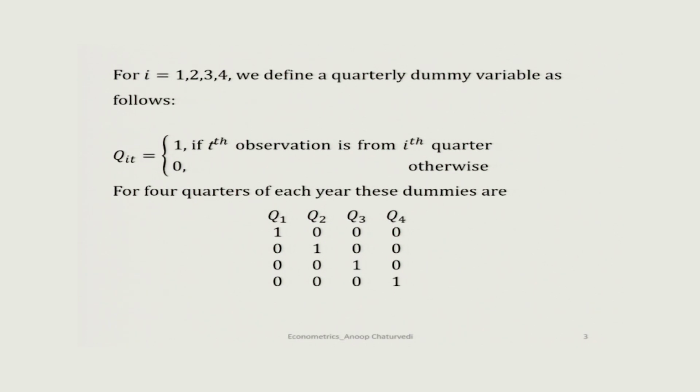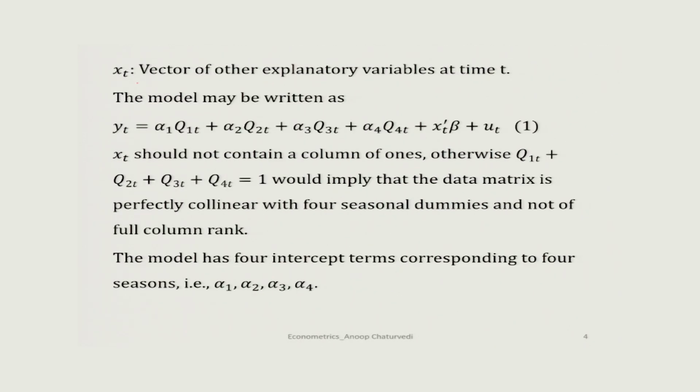If the observation is from the second quarter, you take Q1 equal to 0, Q2 equal to 1, Q3 equal to 0, Q4 equal to 0. If the observation is from the third quarter, we take Q1 and Q2 equal to 0, Q3 equal to 1, again Q4 equal to 0. And if the observation is from the fourth quarter, then we take Q1, Q2, Q3 equal to 0 and Q4 equal to 1. So, to accommodate these four quarters, we define these four dummy variables Q1, Q2, Q3, Q4. Now, suppose x_t is the vector of other explanatory variables at time t.